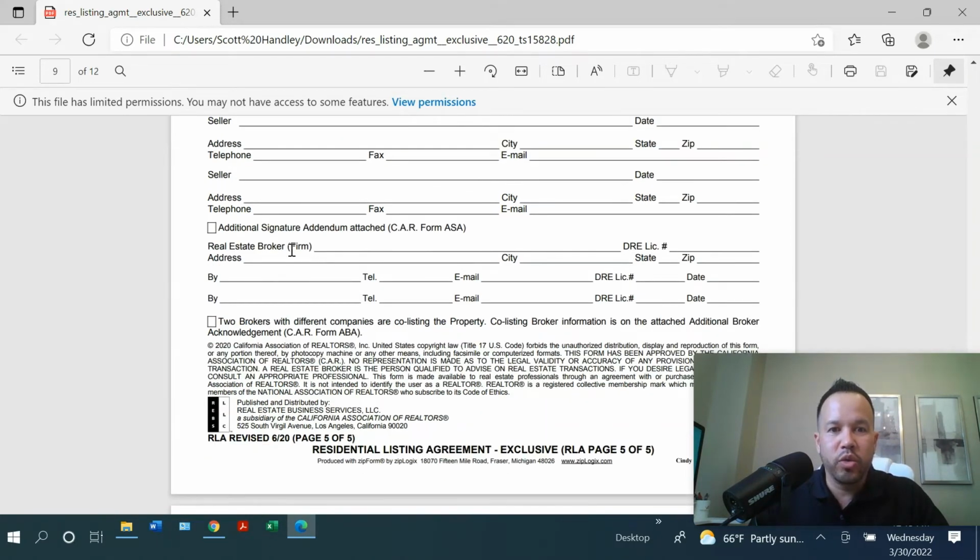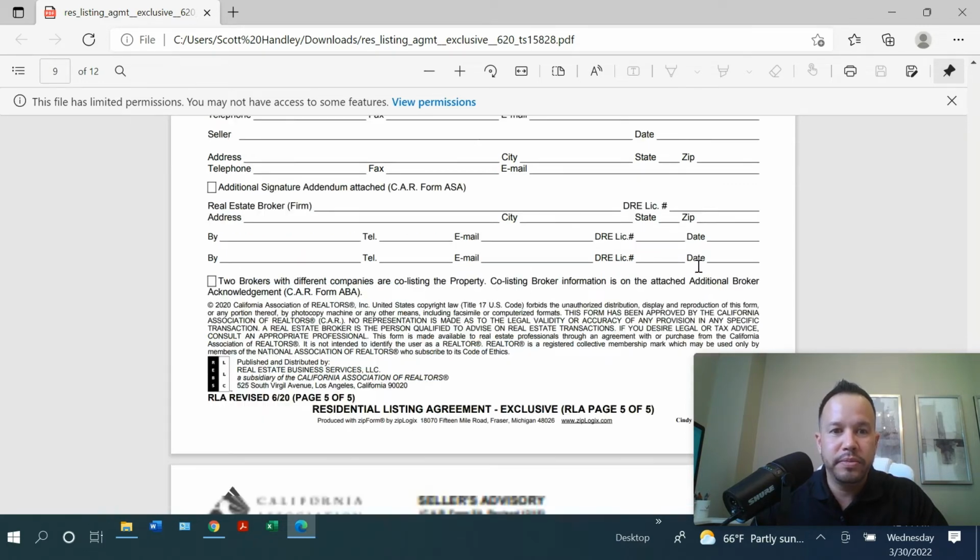And this is where the real estate broker firm, Western Pioneer Properties here. You'll put by, this is where the agent, and sign. Make sure all of this is filled out. DRE license of Western Pioneer Properties, our office address. Here will be you, your telephone number, your email, your DRE license, and the date.